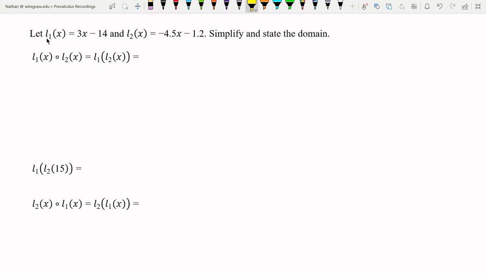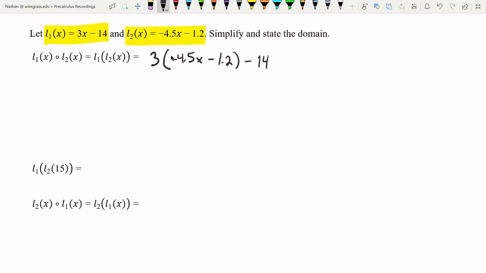Let's look at these two linear functions, and we're going to compose them both ways, simplify it down, and state the domain. So L1 of x composed of L2 of x, that's the same thing as just plugging L2 of x into L1. L1 is 3x minus 14, but now x is going to be L2 of x, so that's going to be negative 4.5x minus 1.2.